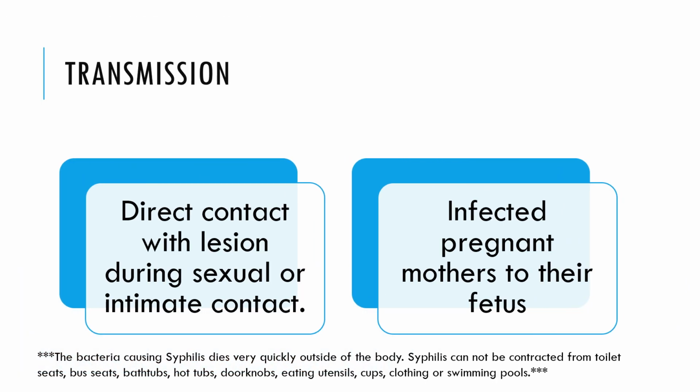Syphilis has two modes of transmission. The first, most common one, is through direct contact with a lesion during sexual or intimate contact. This is known as acquired syphilis. The other is known as congenital syphilis, where infected pregnant mothers transmit the infection to their fetus. And then a quick disclaimer at the bottom. The bacteria causing syphilis dies very quickly outside the body. Syphilis cannot be contracted from toilet seats, bus seats, bathtubs, hot tubs, doorknobs, eating utensils, cups, clothing, or swimming pools.